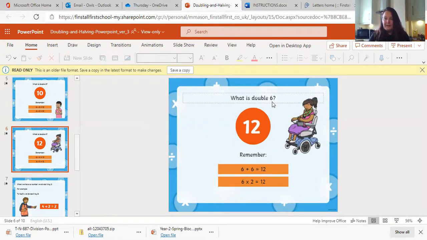What is double 6? Double 6 is 12. So I can check. 6 and 6 is 12. There's my 6. And I'm doing it 2 times, makes my 12.